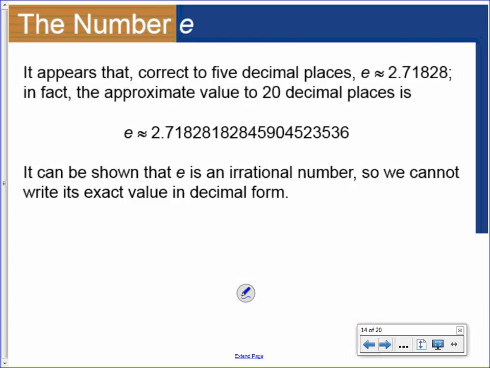Okay, e is just a number. It comes up a lot, which is why mathematicians gave it a symbol, just like pi, which is 3.14. e is approximately 2.718. It is an irrational number, so we cannot find the exact value in decimal form because it's a decimal that never ends and never repeats. Again, similar to pi.